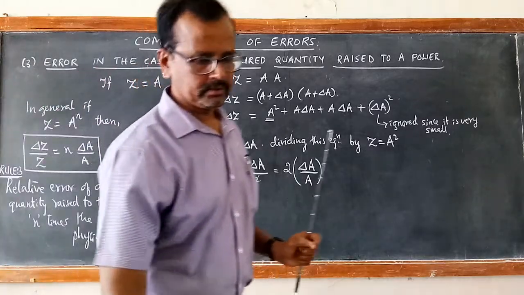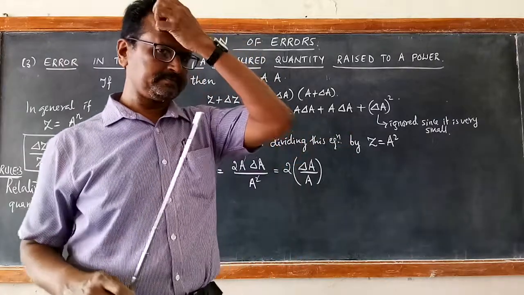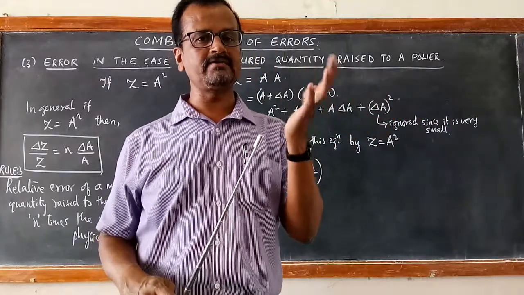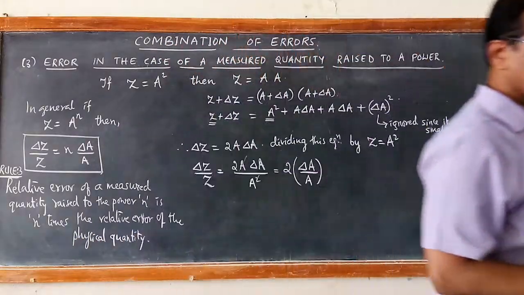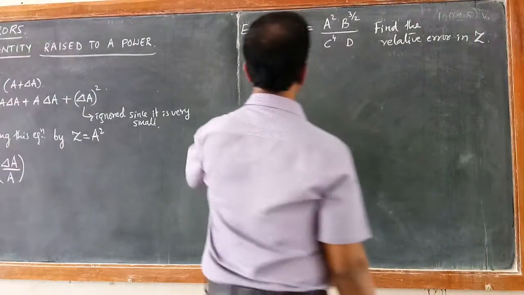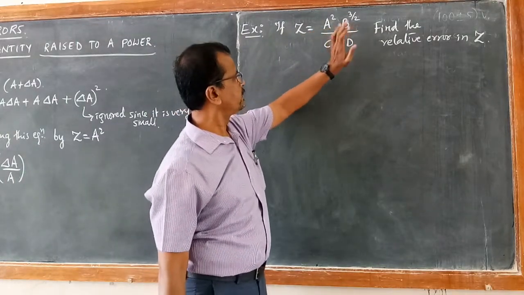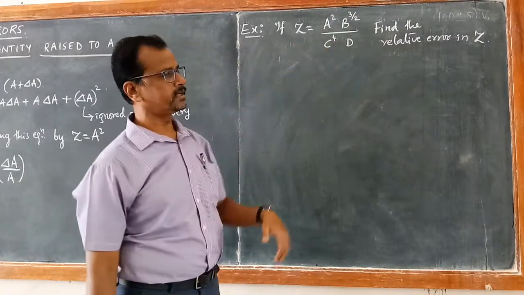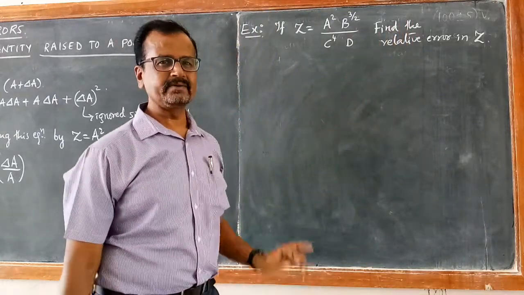Now let us quickly look into another important thing, summary of these rules, second and third. Let us see the summary of rules second and third by one simple example. Quickly look into this problem. If z is given by an equation a square b to the power 3 by 2 divided by c to the power 4 into d. 4 physical quantities are there with the different powers. Find the relative error in z.